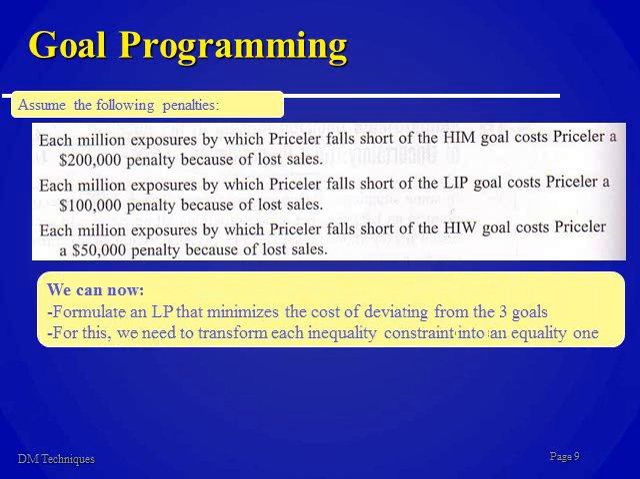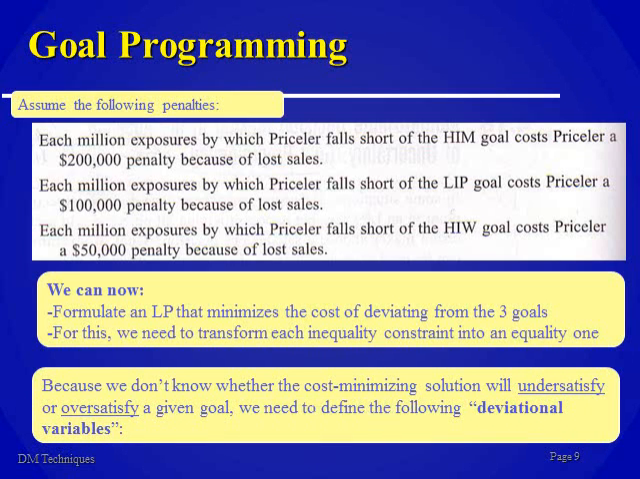Okay, so with this information, with these penalties, what we can do is formulate an LP that minimizes the cost of deviating for each of the 3 goals. And in order to proceed, we need to transform each inequality constraint into an equality one. So basically what we're doing is creating what are called deviational variables.